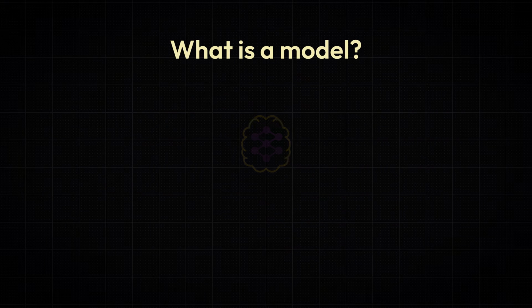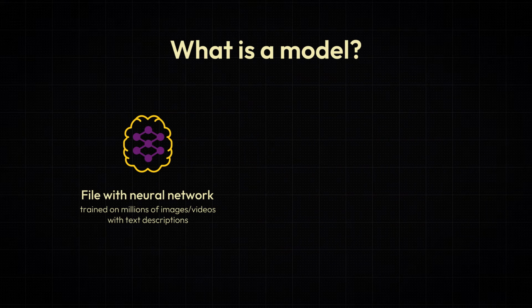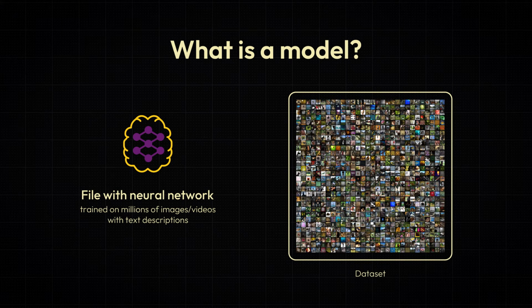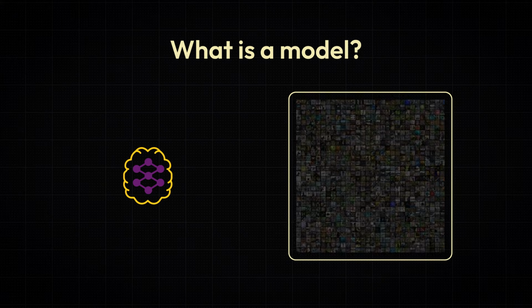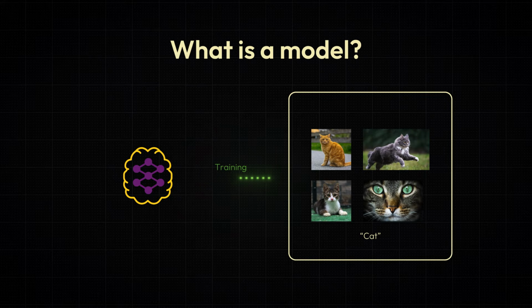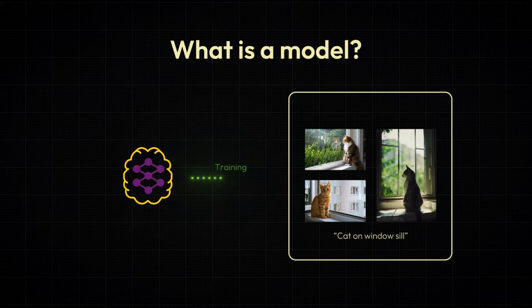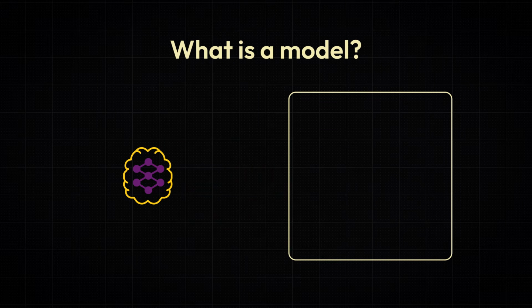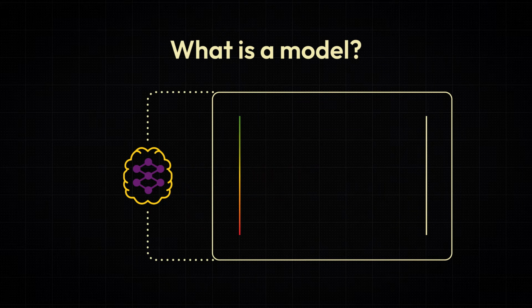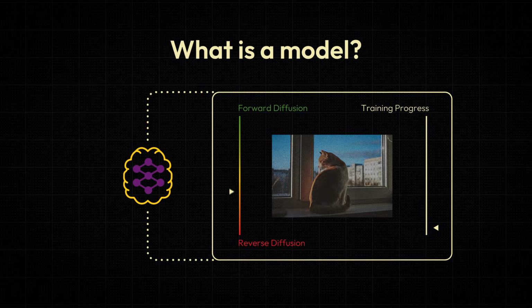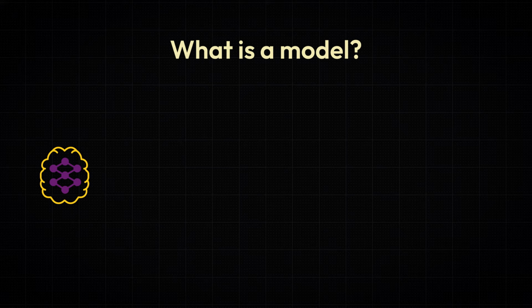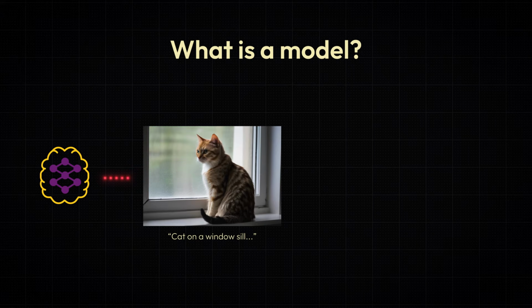But what exactly is a model anyway? In simple terms, a generative AI model is a trained file built from huge amounts of data. In this case, millions of images paired with text descriptions. During training, the model learns how words connect to visuals. For example, what a cat sitting on a windowsill should actually look like. But here's the interesting part. The model doesn't just memorize images. Instead, it learns by adding random noise to them, and then training itself to remove that noise step by step until the original image reappears. Over time, it becomes incredibly good at reversing that process, turning noise back into meaningful, detailed images.